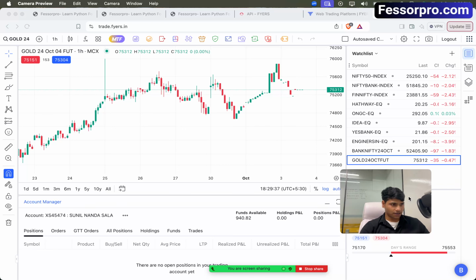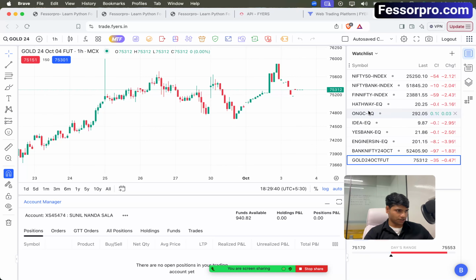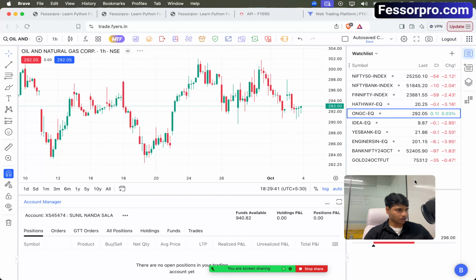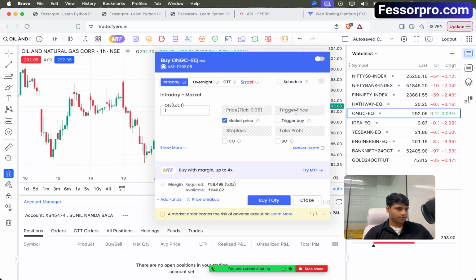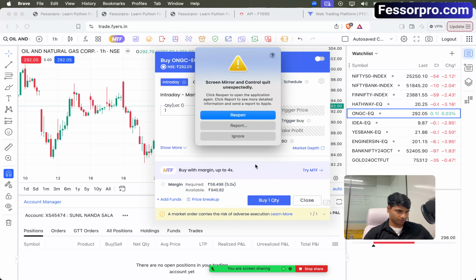So let's say I want to place a market order on ONGC. I'll go to the ticker ONGC. Now let's say I want to buy. I'll click on buy and I'll click on market price. And you can see there are different options. There is intraday, there is overnight, there is GTT. I want intraday. It means I want to open the position and close the position on the same day itself.